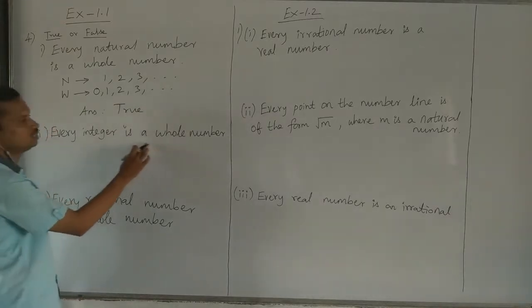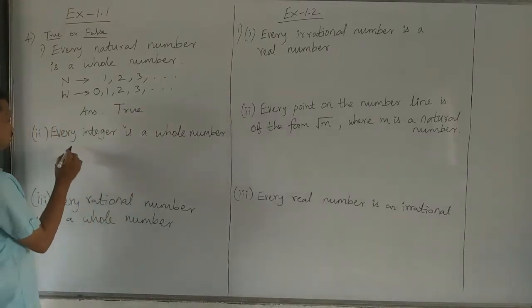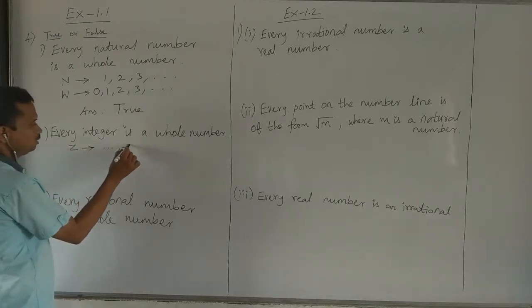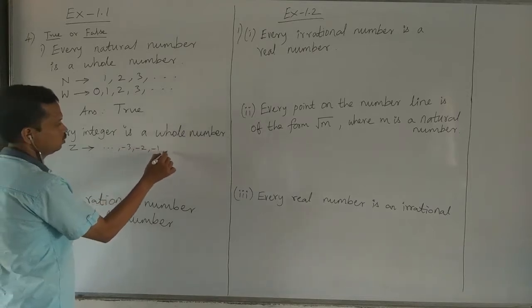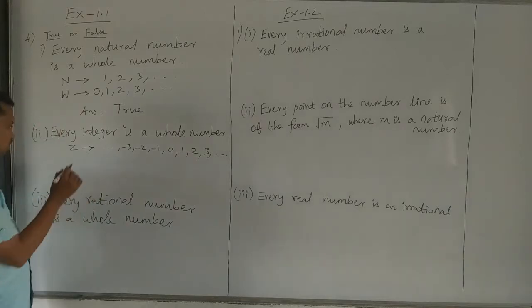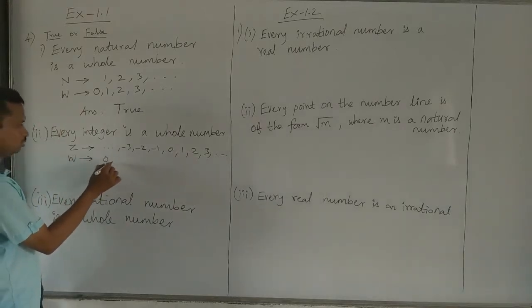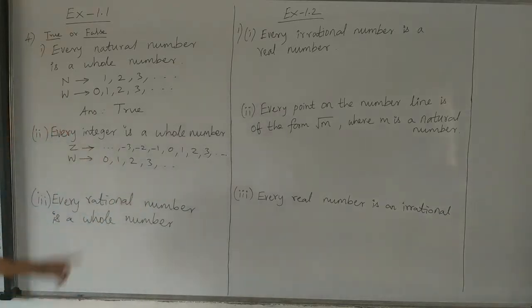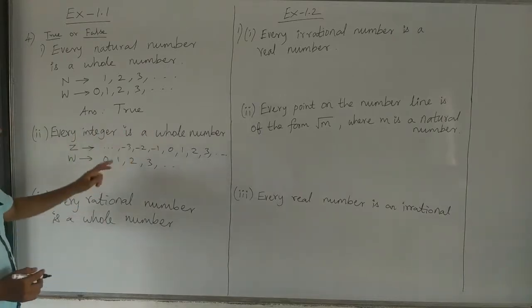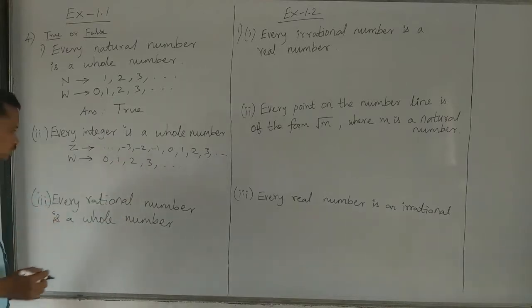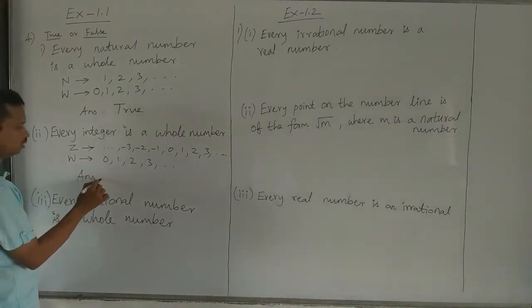And every integer is a whole number. So what is an integer? Z is the integer, you know: etc., -3, -2, -1, 0, 1, 2, 3, etc. And what is a whole number? 0, 1, 2, 3, etc. Comparing these two, is the given statement true? Every integer is a whole number. Integers have negative numbers, whereas whole numbers are only positive. So the answer is false.